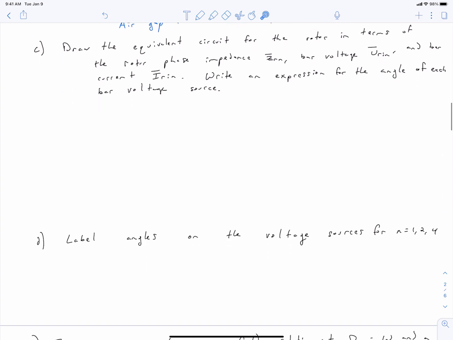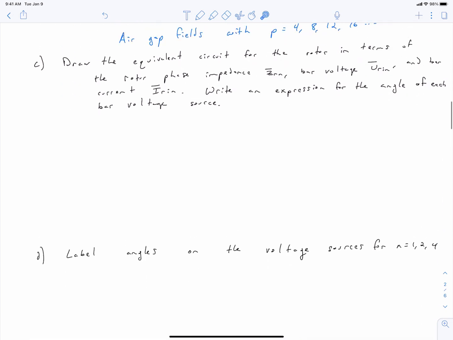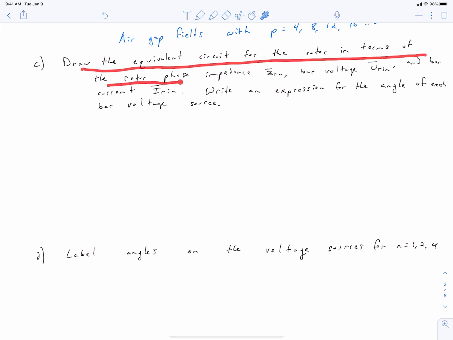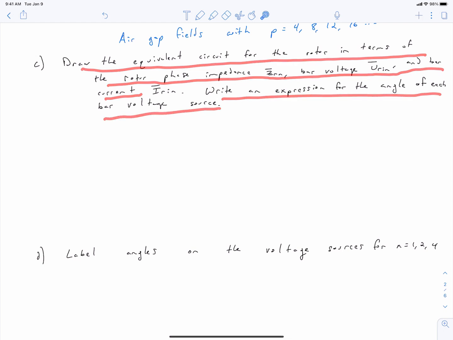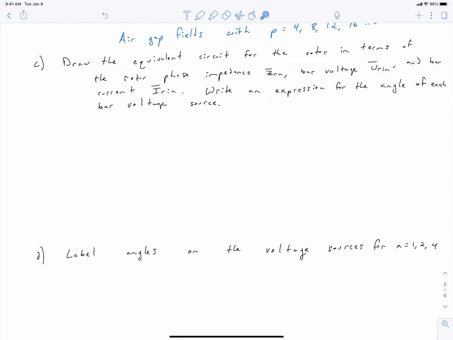Okay, the next question. Draw the equivalent circuit for the rotor in terms of the rotor phase impedance, ZRN, the bar voltage UR, and the bar current. Write an expression for the angle of each bar voltage source. Go ahead, give this a try, press the pause button, and press play when you're ready to see the solution.